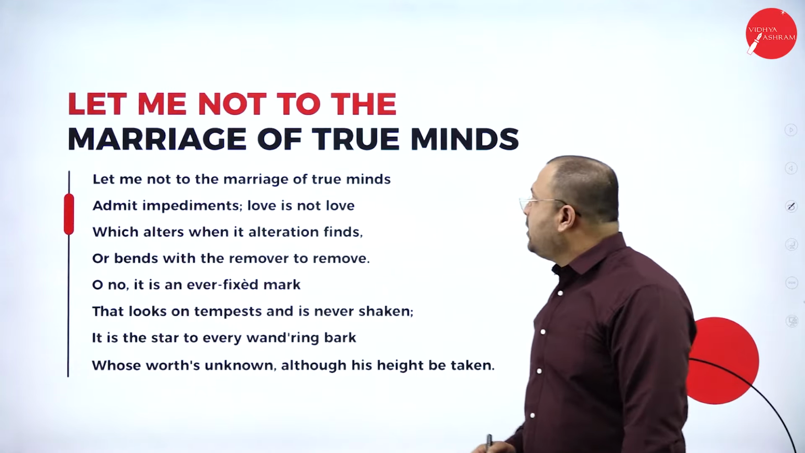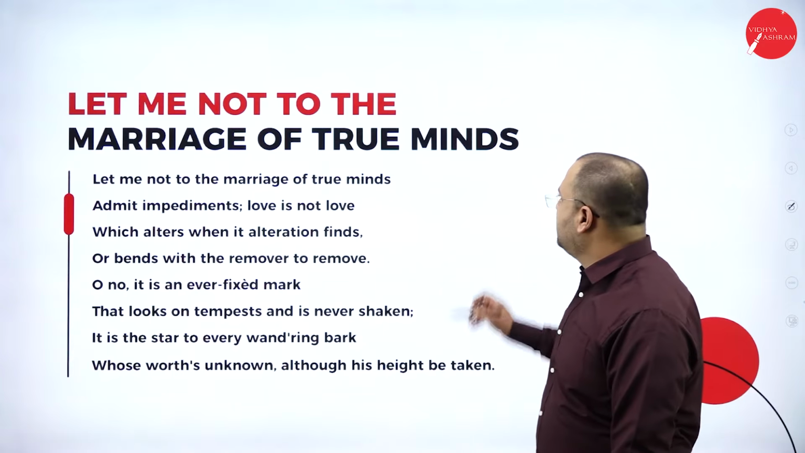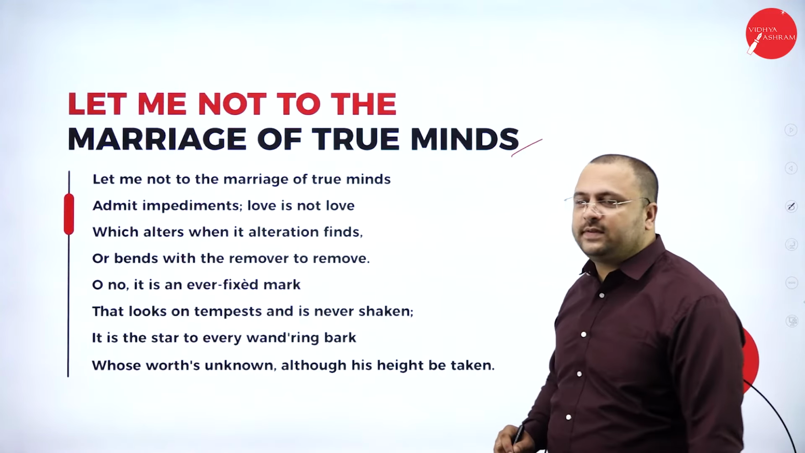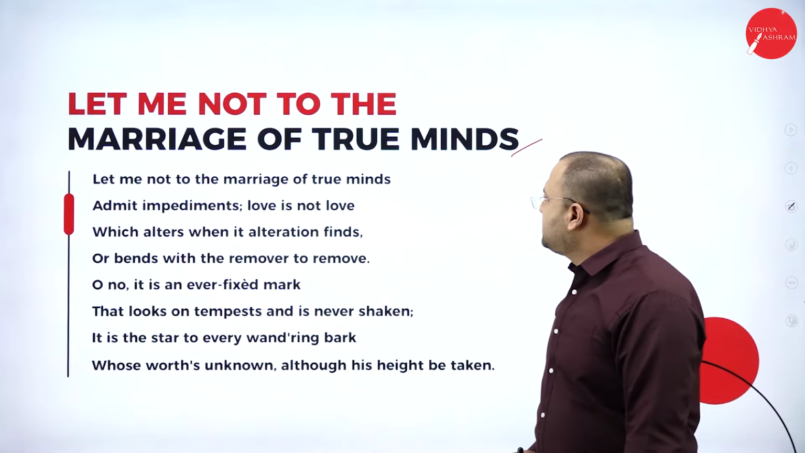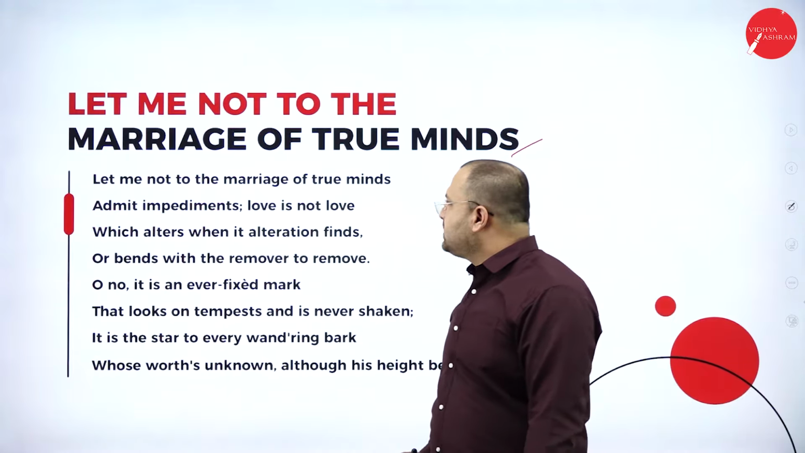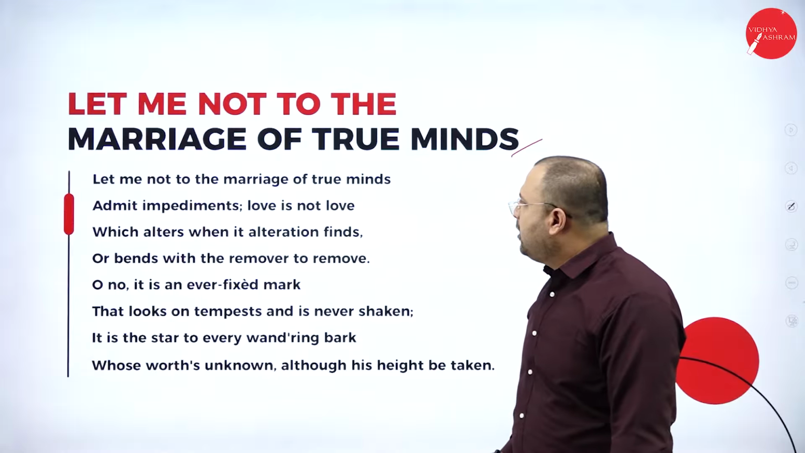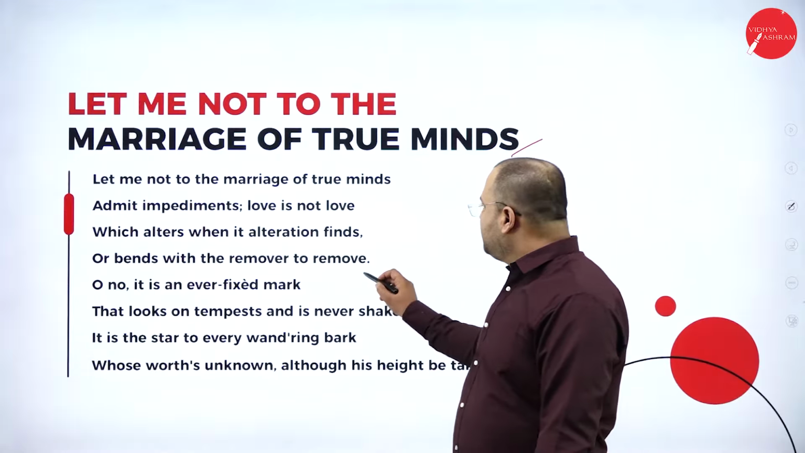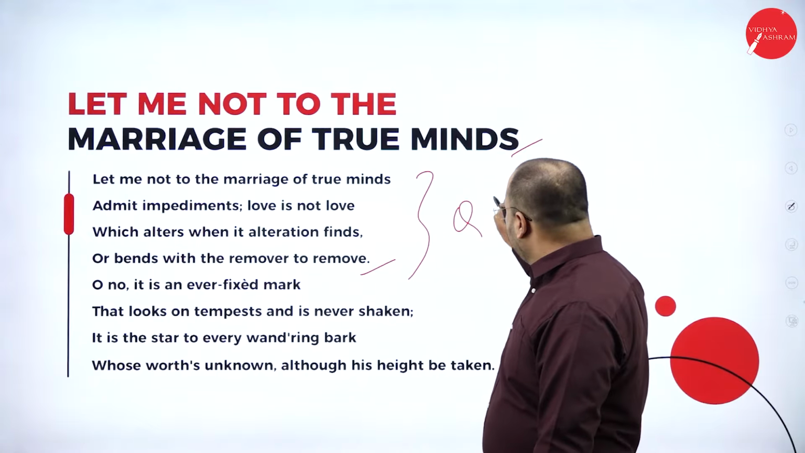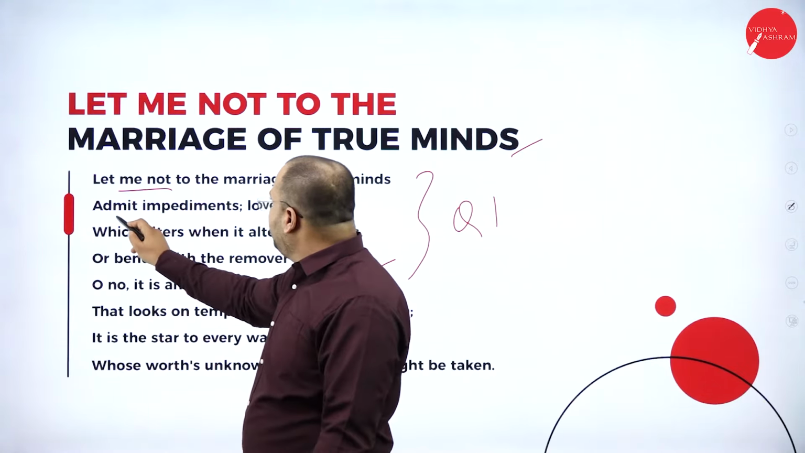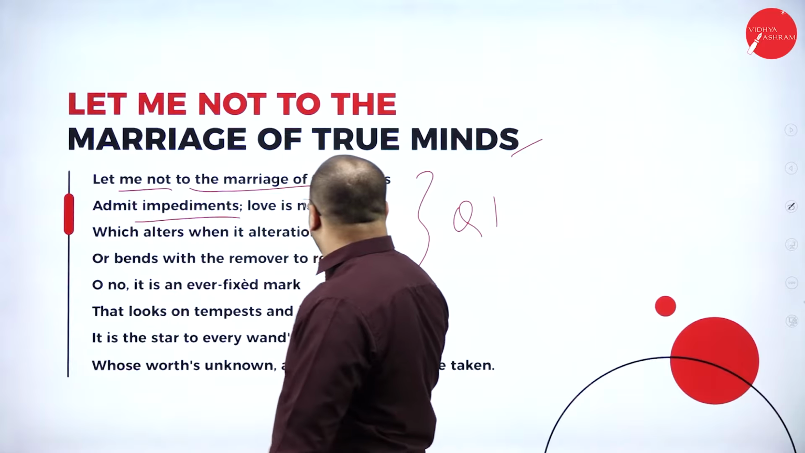Let us see. Let me not to the marriage of true minds. The first line is the heading of the sonnet. Let me read it. Let me not to the marriage of true minds admit impediments. Love is not love, which alters when it alteration finds, or bends with the remover to remove. Observe the first four lines, that is quatrain 1.